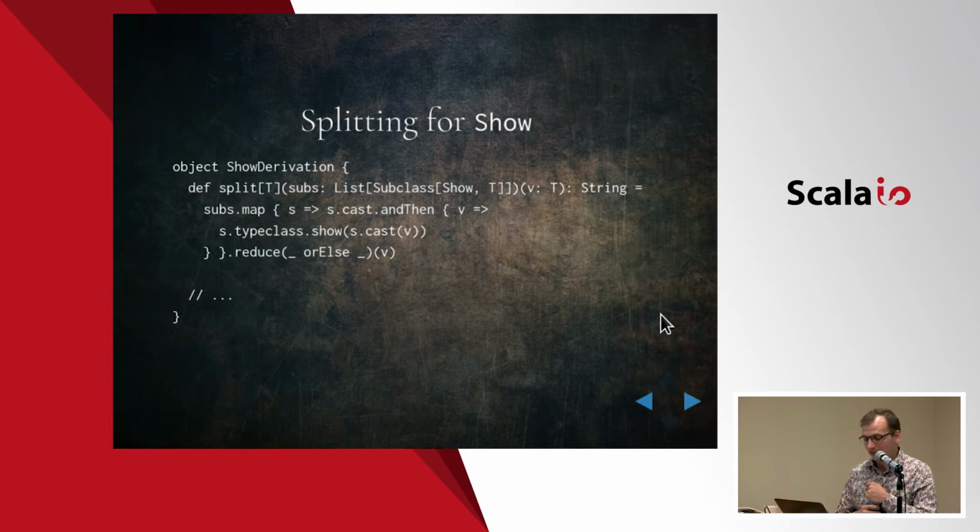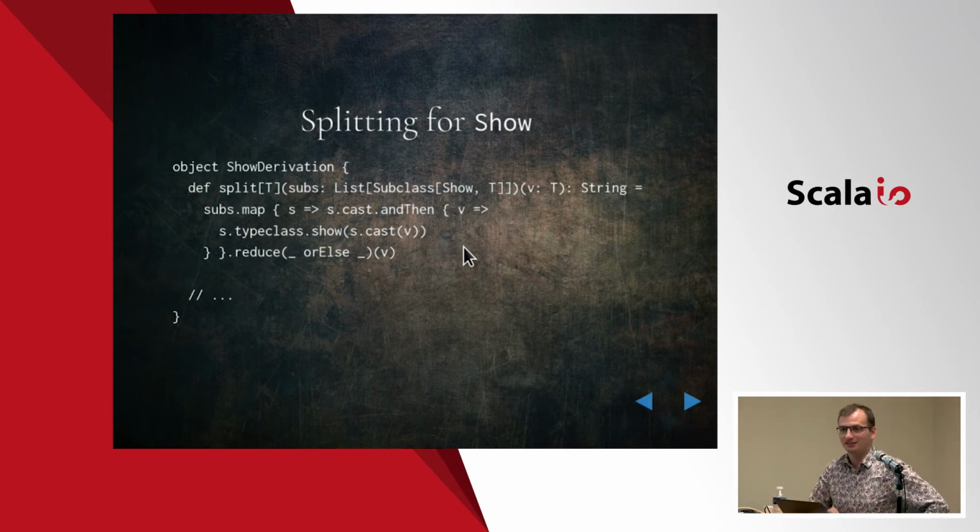So the other side is splitting. Kind of a similar approach. You'll see that V parameter of type T is again there, available on the right-hand side. And if we partially apply this, it will return something of type T goes to string. But this is a bit more complicated, and it'll make more sense if I tell you that cast is a partial function.